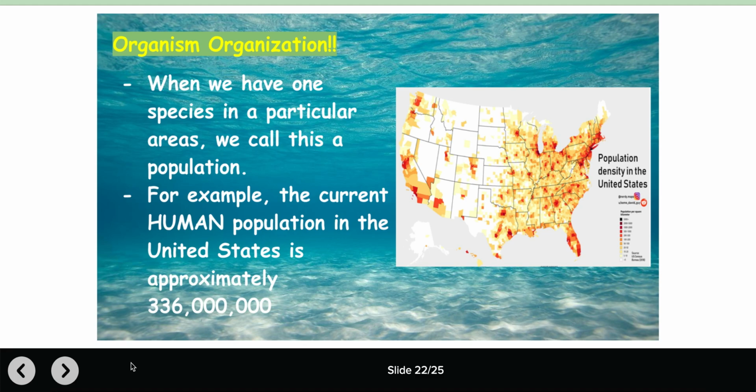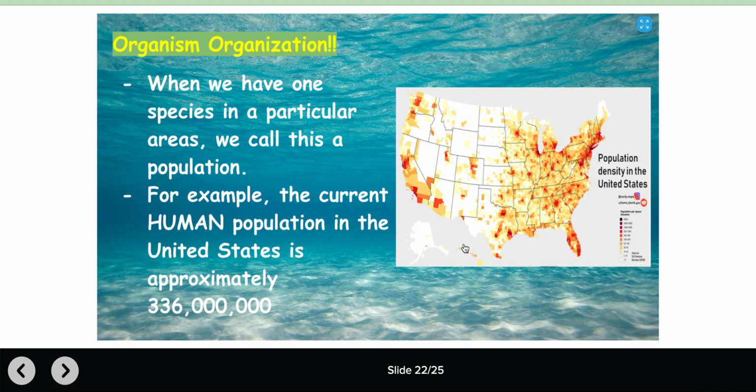Okay, so when we have one species in a particular area, we call this a population. For example, the current human population in the United States is approximately 336 million. And over here I have a population density map, which if you haven't seen it, it's always very interesting to check out. This map shows that all the white areas are the very low populated areas, and as they get darker and darker into an orange, it's more populated.